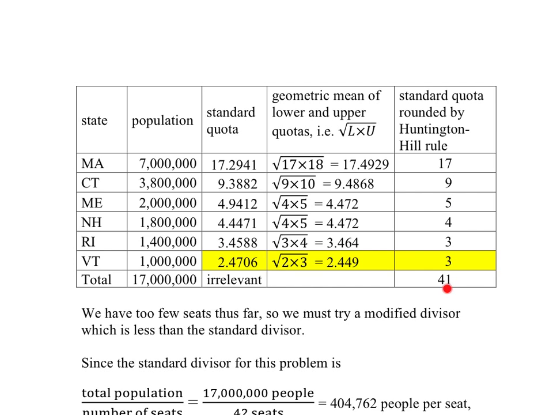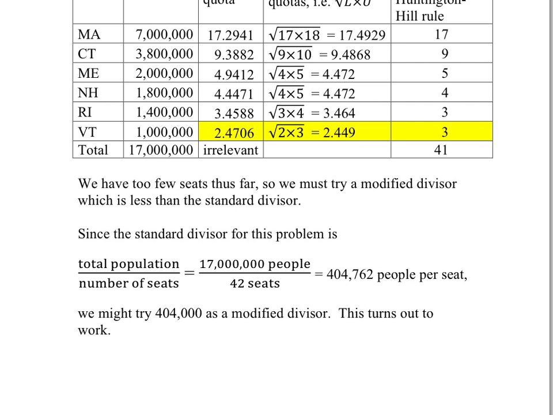At the end of the day, the total number of seats given out thus far is 41. That's short of the total required. So we're going to need a modified divisor. And since we have too few seats, that is, too few cookies, we're going to need a smaller cookie cutter to produce more cookies. What's a good candidate for a modified divisor?